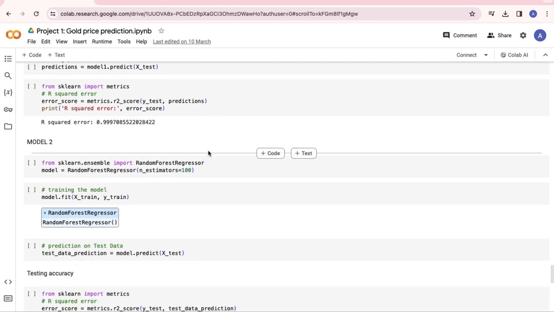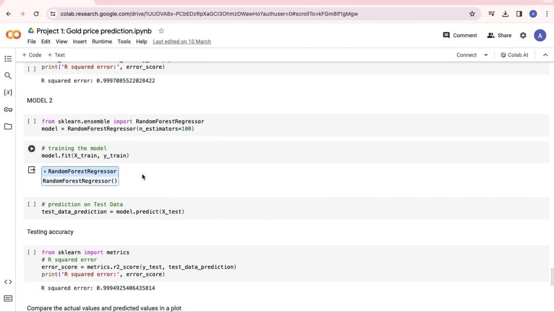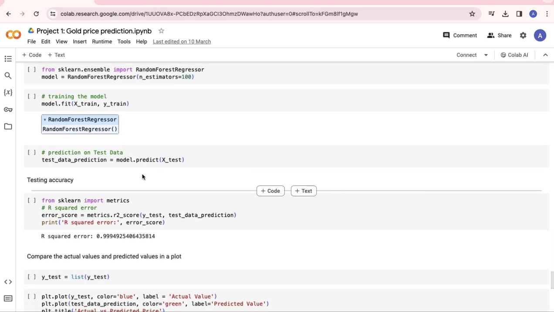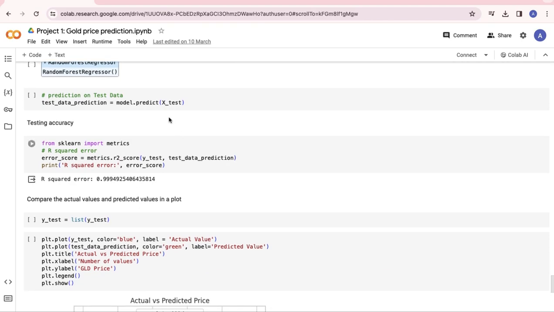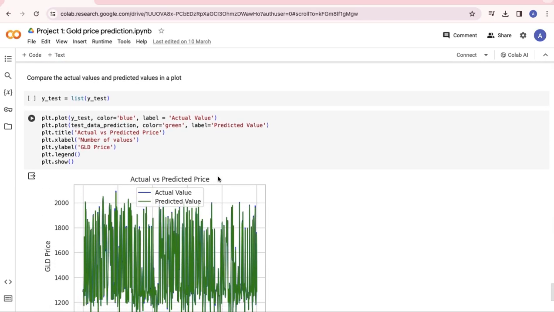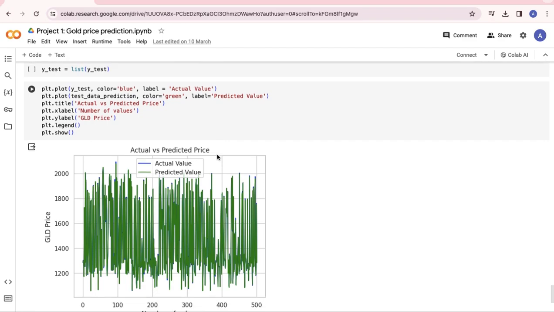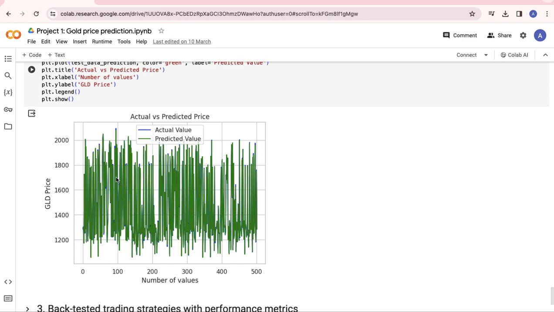The second model I tried was random forest regressor, again imported from the sklearn library. I train the model and fit it on the data provided, then make predictions. I use the r-squared test again to test the accuracy of this model. A value of 0.099 again shows that the model has made very accurate predictions. I also compare the predicted values with the actual values and plot them on this graph. As you can see, the predicted values are very close to the actual values of our dataset.